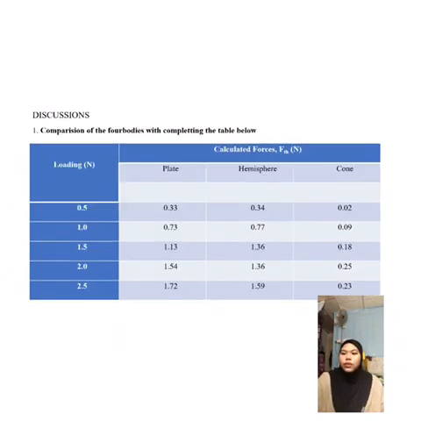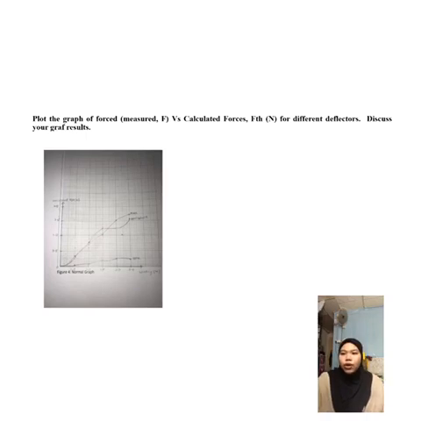This is for discussion. First is comparison of the 4 bodies by completing the table below. We calculate the calculated force for the plate, hemisphere and cone and put in the data. Second, plot the graph of force versus calculated force for the different deflectors. Discuss your graph result. So I get a graph. I plot what I get in the data on the graph.